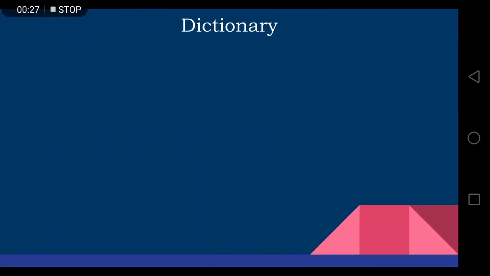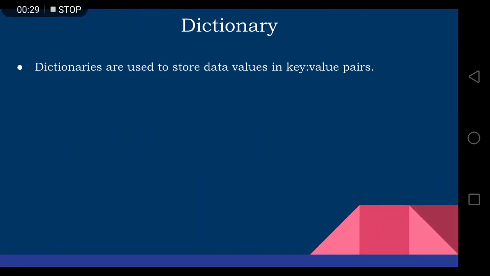Now let us see first of all what is a dictionary. Dictionaries are used to store data values in key value pairs. In the case of tuple, set and list, we have only the values inside the data structure. But in the case of dictionaries, we have the key value pairs. That means we have the attribute and the values.